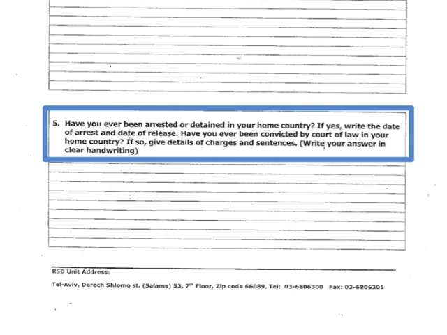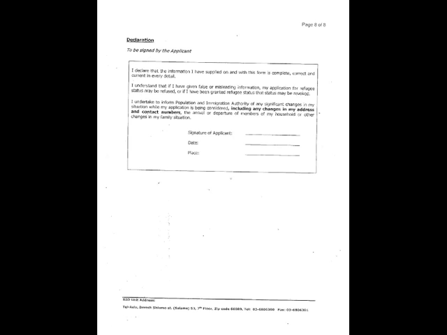Switching to page 8. On page 8, you need to write where, the place, and when, the date, that you filled out the application form, and then sign the document. When you sign, you are certifying that everything you wrote is true and that if you gave any false or misleading information, your application can be refused.